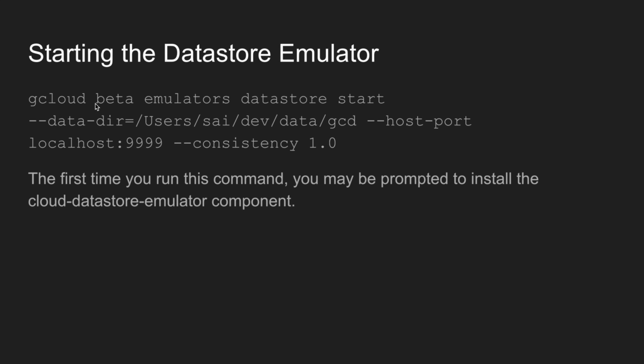But basically we're saying start the Datastore Emulator and use this data directory. In this case, I'm setting it to dev data gcd, and then we are starting it on localhost port 9999. So when you first run this command, you may be prompted to install the emulator component because it's an add-on component to the gcloud tool.